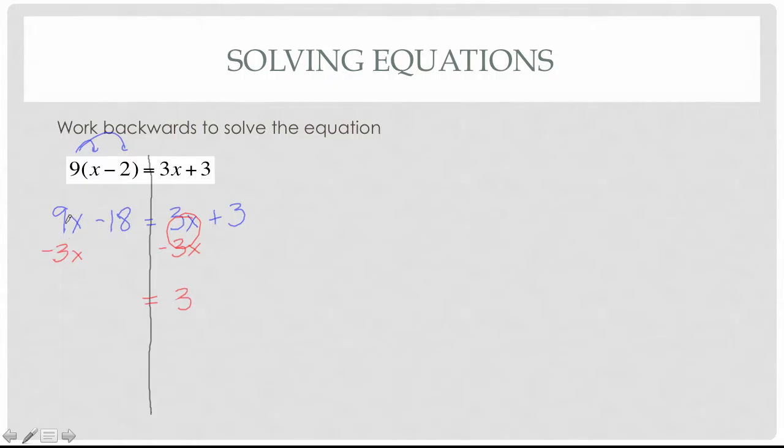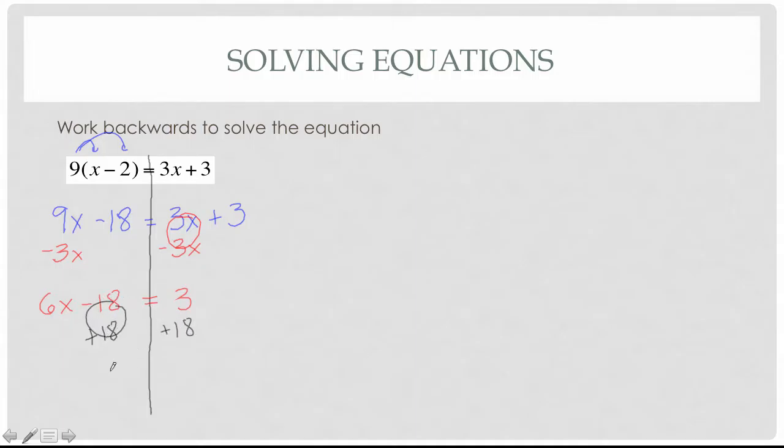Now on this left side I have a 9x minus 18 minus 3x. These are like terms, and 9 minus 3 gives me 6x minus 18. Now I have one x variable on one side of the equation, and I can now solve it. In fact, this right here is a two-step equation. This is just what we were doing all last week. So let's add 18 to both sides.